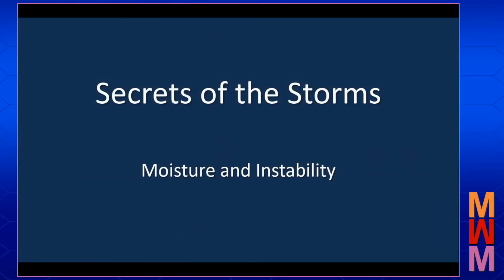In this episode, we are going to get into the science of thunderstorms and talk about a couple of important ingredients that we need in the atmosphere to get thunderstorms to form. And those ingredients are moisture and instability. So let's take a closer look at these two secrets of the storms.